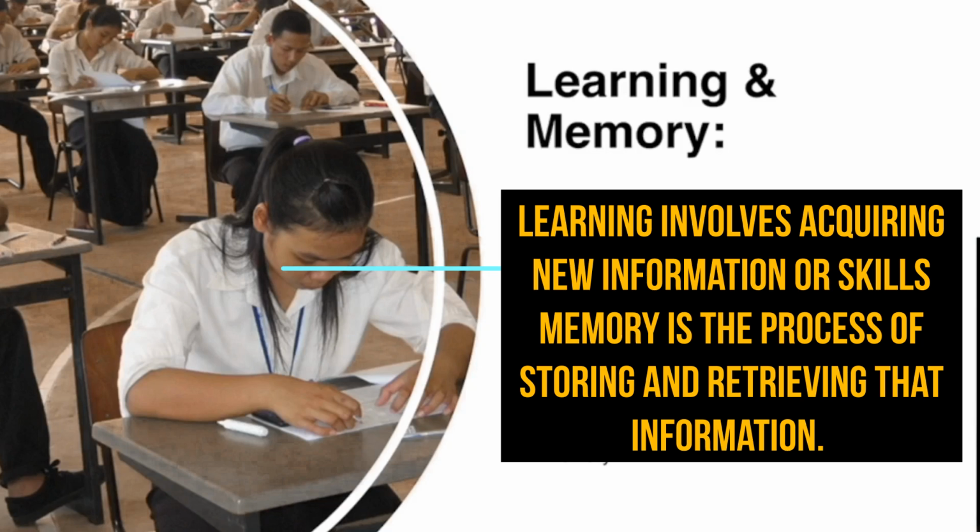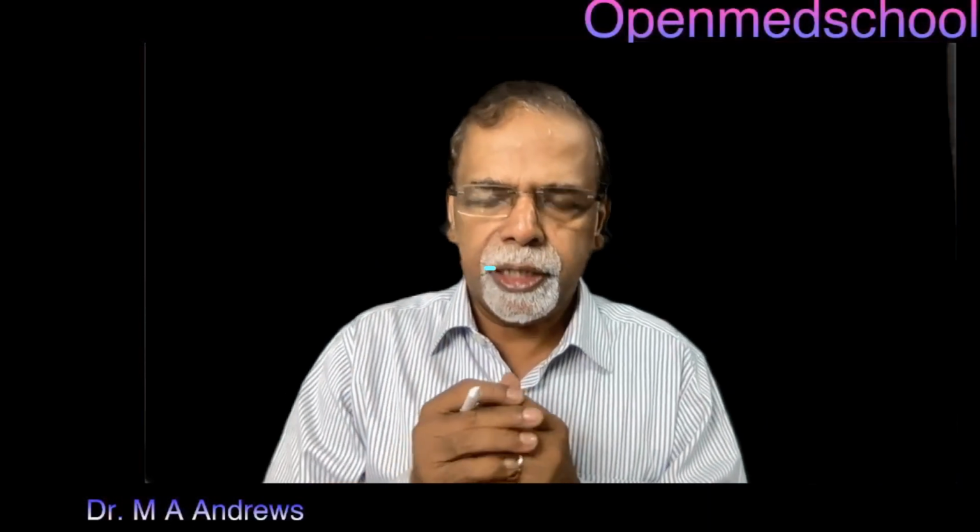A typical example is when you are going to write an examination. You have studied, that is the learning, and you retrieve it during the examination or recall it, that is memory. So it has different parts. Memory can be divided into immediate memory, recent memory, and remote memory, which we will discuss in subsequent sessions. Now we look into what is language.